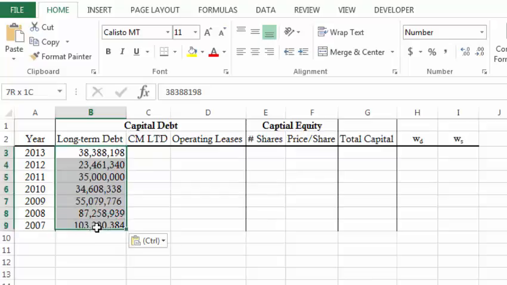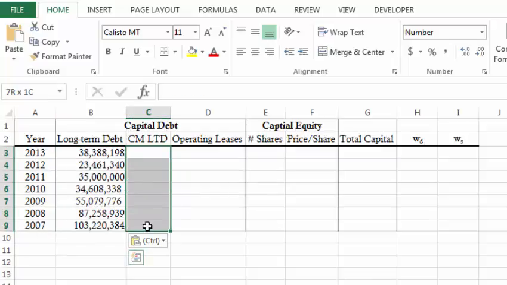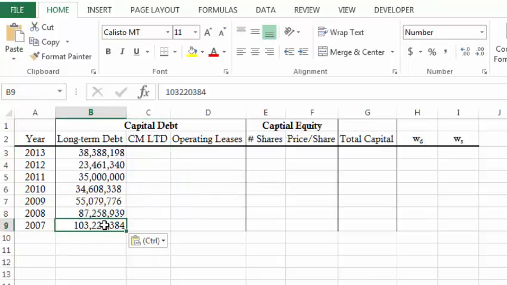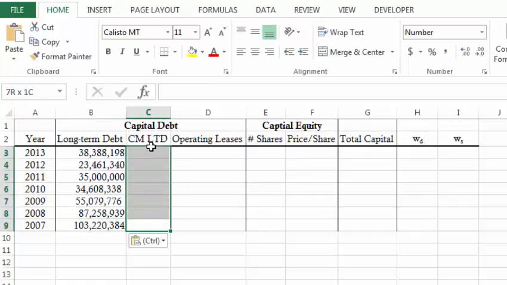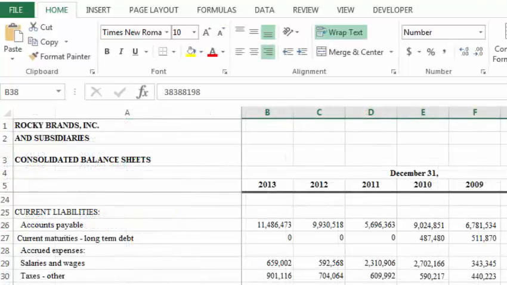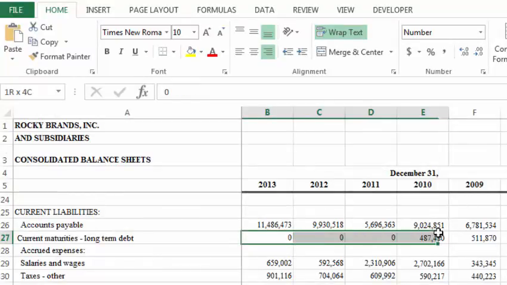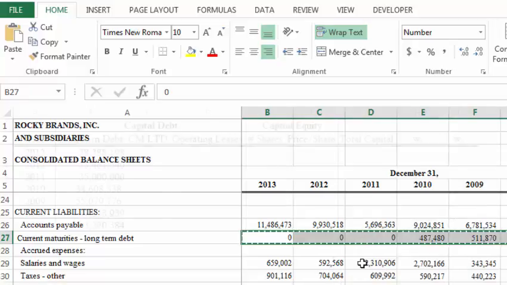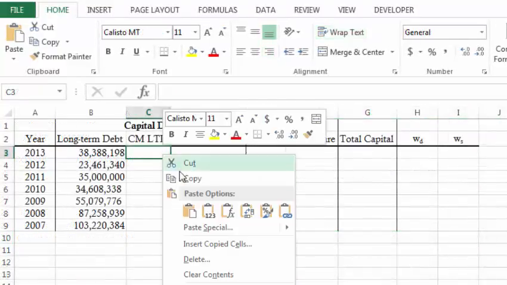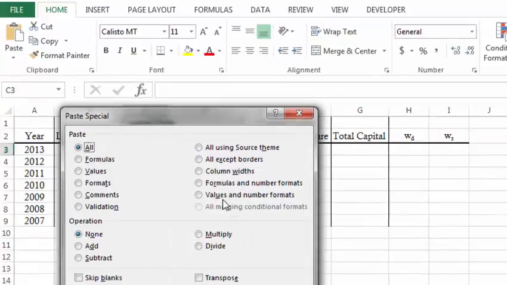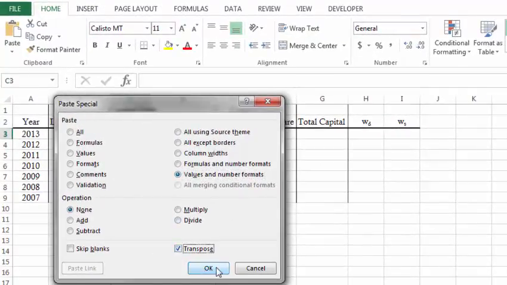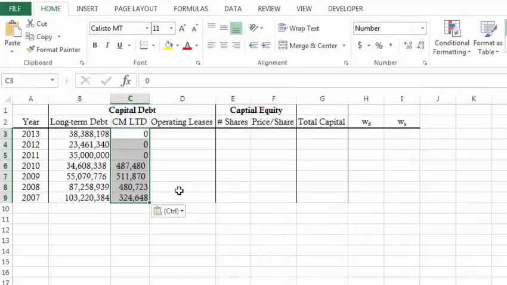This is the long-term portion of it. We're going to look at the current portion because it's really part of the long-term debt. It's just the stuff that happens to be getting paid this year. So I'm going to pop back over to my historical balance sheet and pick up the current maturity of long-term debt. I'm going to copy it. And we're going to do the same thing. We're going to paste special, values, number formats, and transpose. And there it all is.